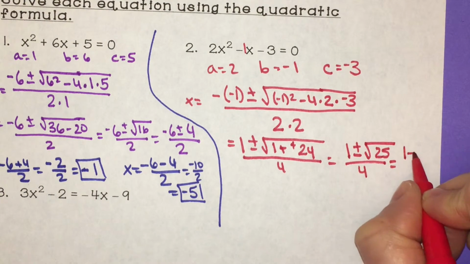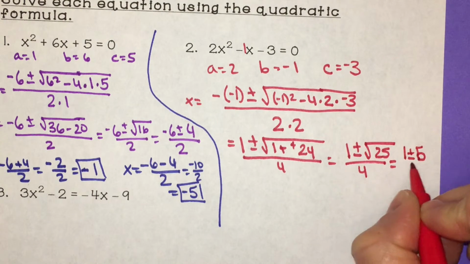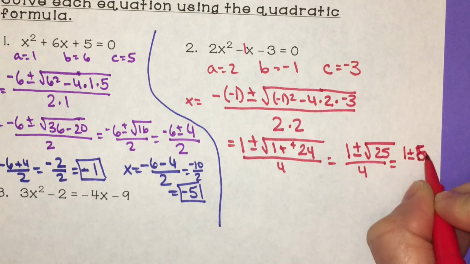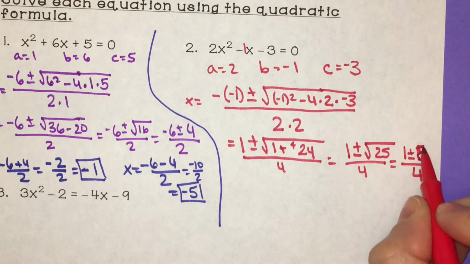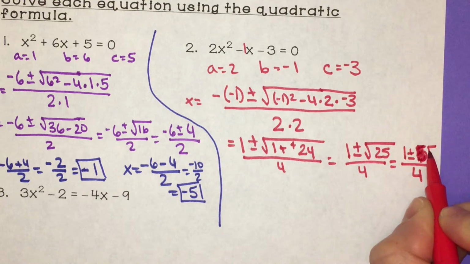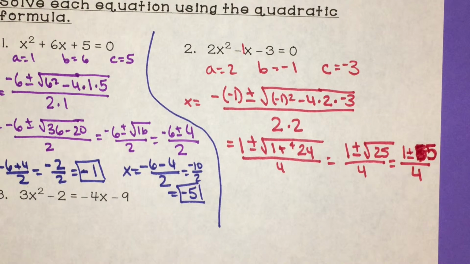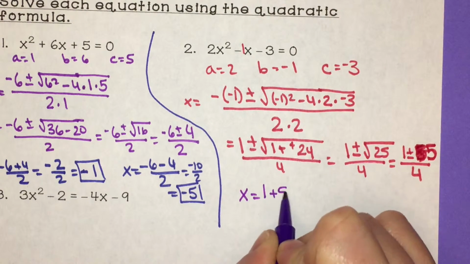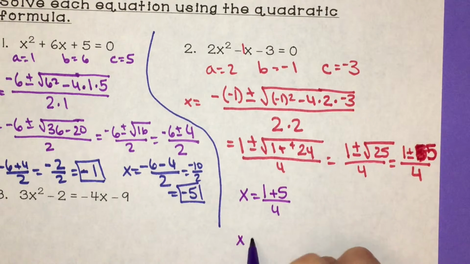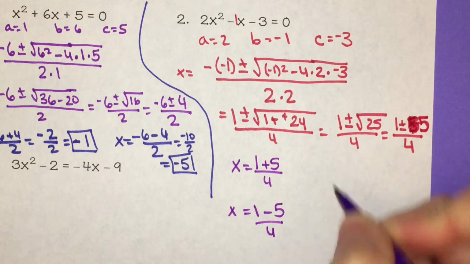I have 1 plus and minus square root of 25 is 5. Ooh, that doesn't look like a 5. Over 4. I'm going to rewrite it so you can read it. Don't want you thinking it's a 6. Okay. Now I can solve for my 2 x answers. So we have x equals 1 plus 5 over 4, and we have x equals 1 minus 5 over 4.